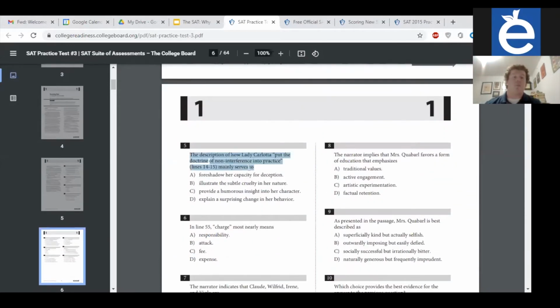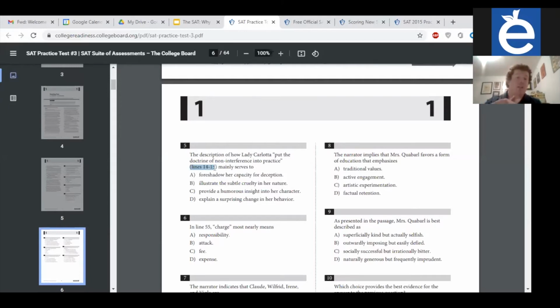Okay, moving on to number 5. The description of how Lady Carlotta put the doctrine of non-interference into practice, lines 14 through 15, mainly serves to... We've got a specific line reference. Whenever that happens, they are doing us a favor. I talked about how we have to look through the passage like a detective to find those specific parts of the text that we already know are going to be asked about. Right here, when they mention a specific line, they're doing a lot of work for us, because now we don't have to look through and find what they're talking about. They give us the specific place.